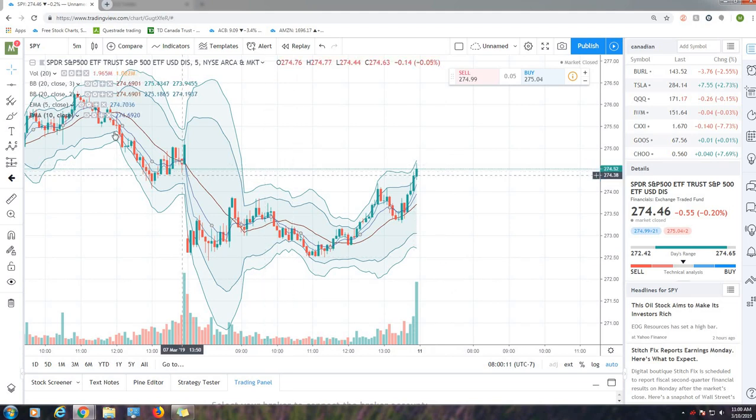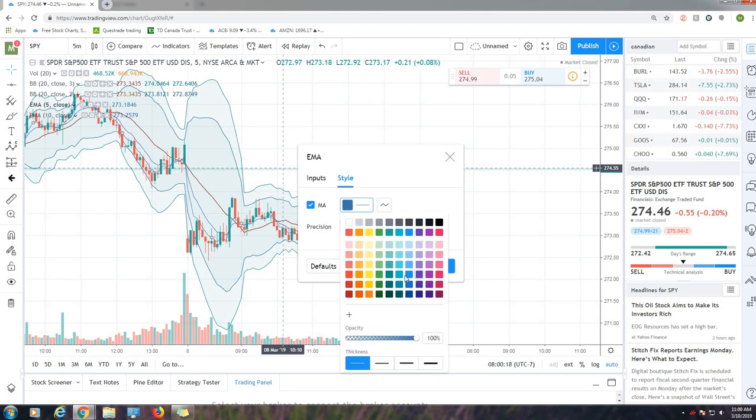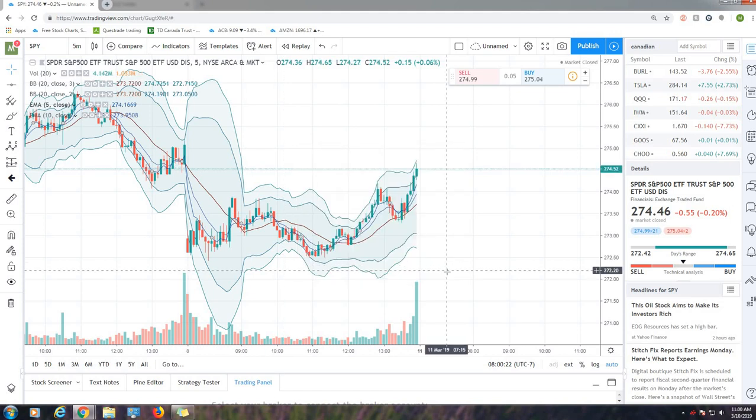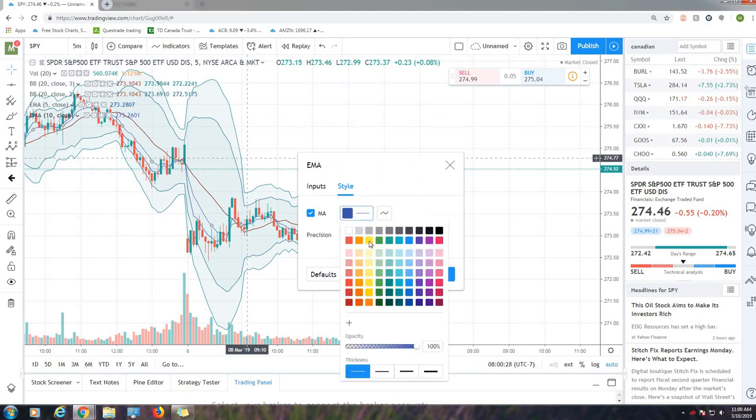And then I usually change the colors. So I like having one in red and blue because it's a lot easier to see. So we're going to make this one a nice dark blue. And then we're going to change the 10-day to a bright red color. So it's just really easy to tell the difference and when they're crossing and that kind of thing.